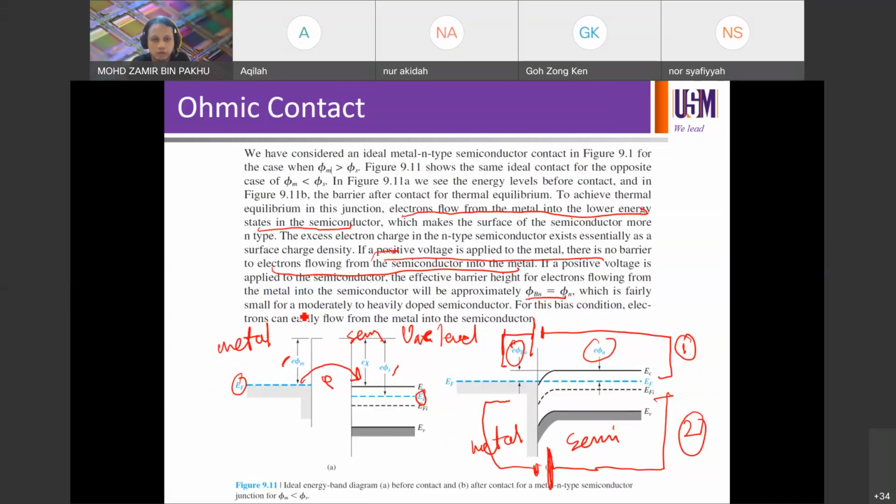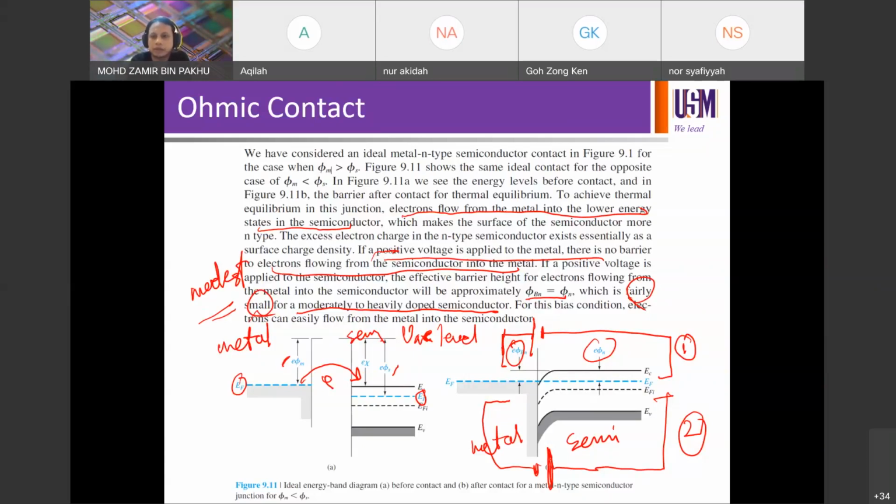So this barrier height is typically modest. Okay, modest maksudnya small, quite small. It's not that big. So it won't prevent the flow of carriers. Okay, fairly small for moderately doped semiconductor to heavily doped semiconductor. So for this bias condition, for the second case, electrons can flow easily from the metal into semiconductor. Dia terbalik ya. Tadi case number one.